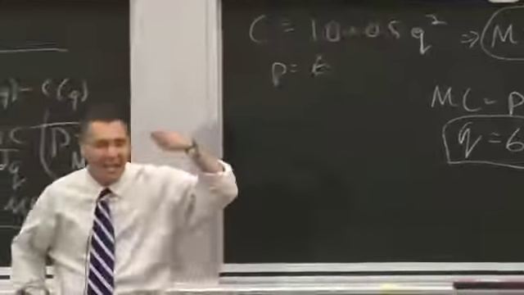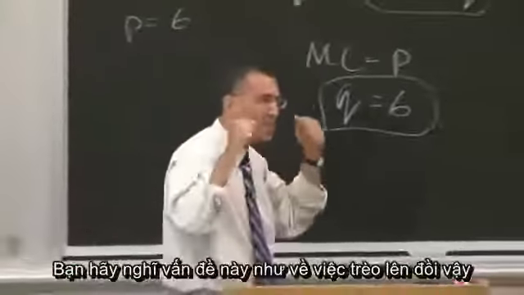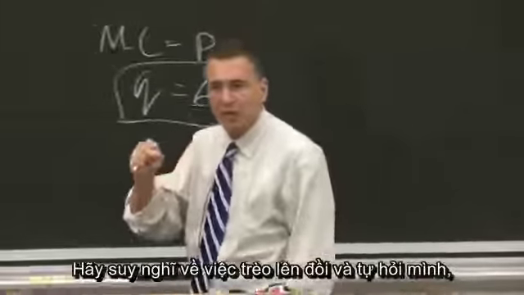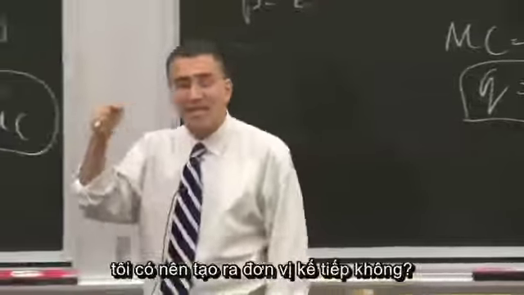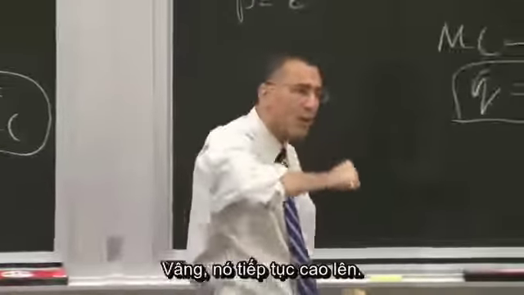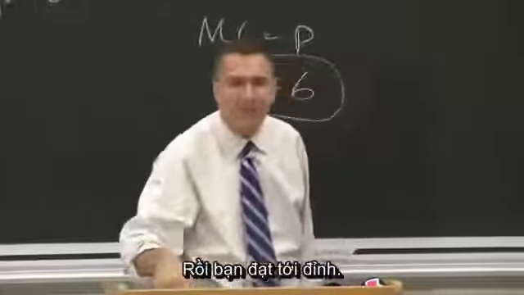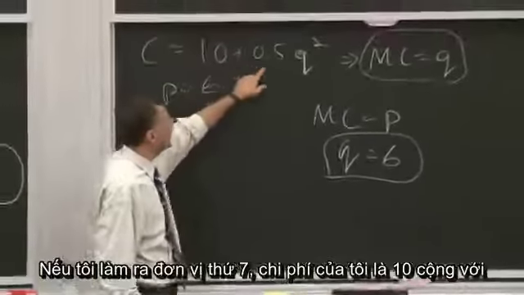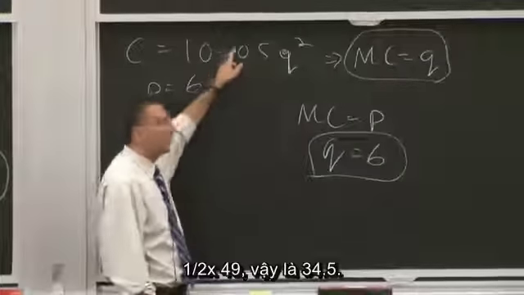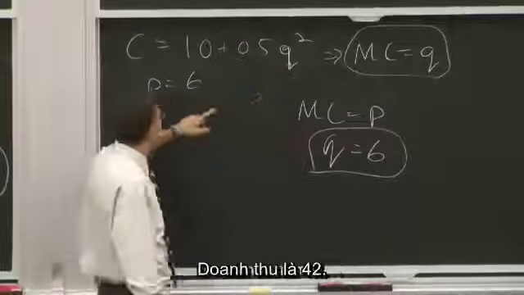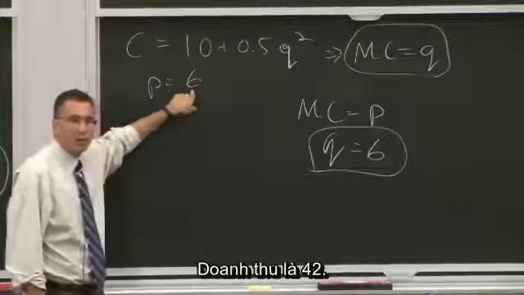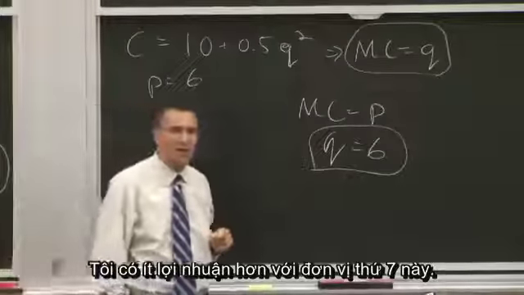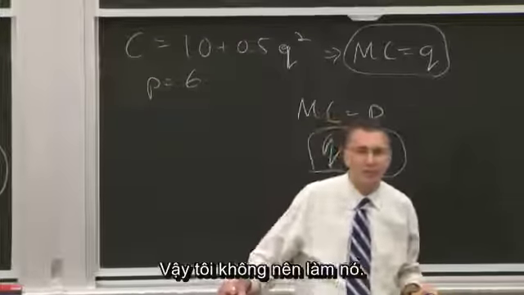So think of yourself as climbing this hill. In economics, optimization is a hill climbing exercise. You ask yourself, should I make the next unit? Does the hill keep going up? Yes, it keeps going up. Make that next unit. Then you get to the top, and now you say, well, should I make the 7th unit? My costs are 10 plus half of 49, so 34.5. My revenues are 42, so my profits are only 7.5. I make less profit on that 7th unit, so I shouldn't make it.